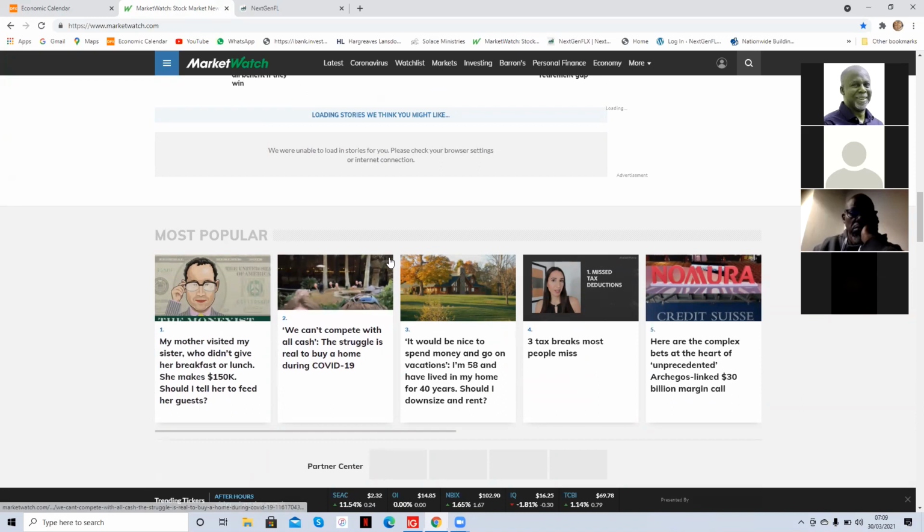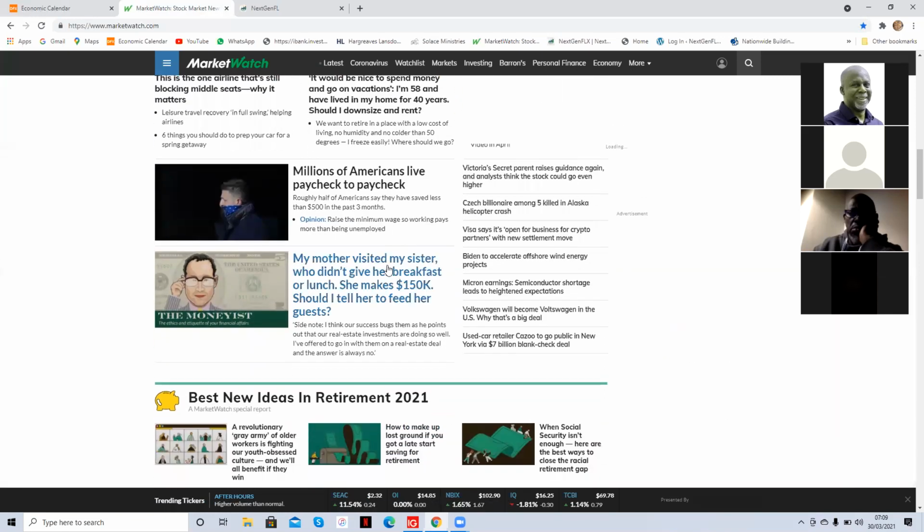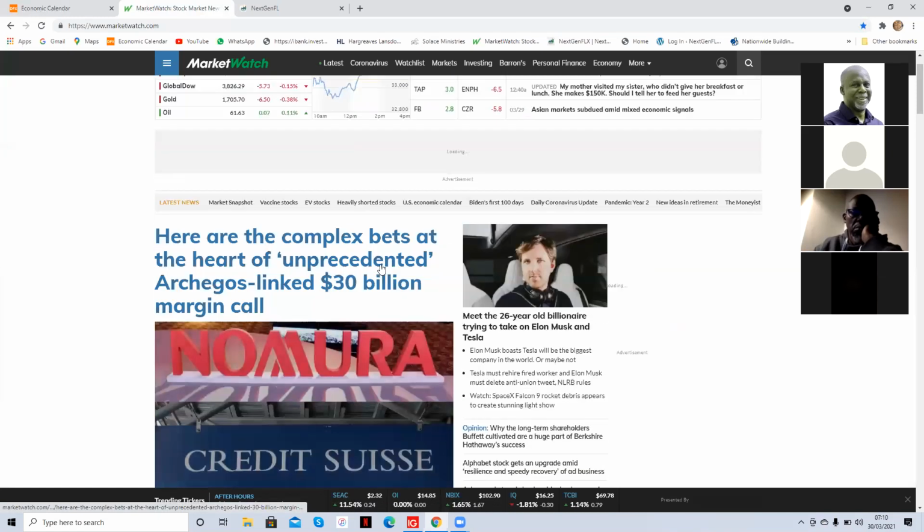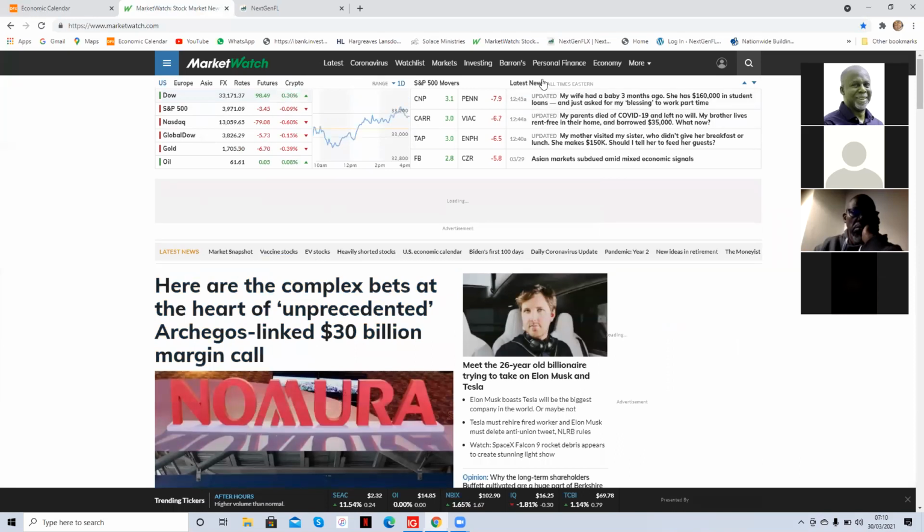So that might cause uncertainty in the markets. You're also having the issue between Europe, China, and USA in terms of trade relations. Those are things you need to keep an eye on. They could potentially cause uncertainty in the markets. But other than that, nothing else going on. Okay, so let's go to the charts.